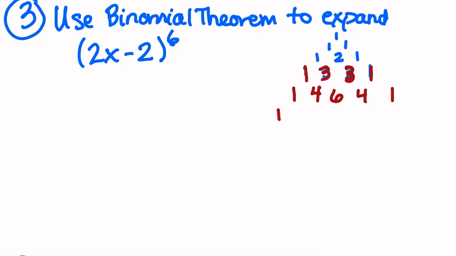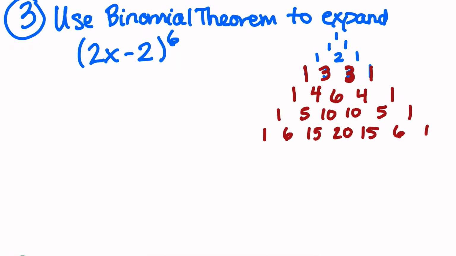So 1 plus 4 is 5. 4 plus 6 is 10. 6 plus 4 is 10. 4 plus 1 is 5. And then 1. And now this is the one that we want. We want 1 and 6. 5 plus 10 is 15. 10 plus 10 is 20. 10 plus 5 is 15 again. 5 plus 1 is 6, and then 1. So the first step is get to where you need to go in Pascal's triangle.